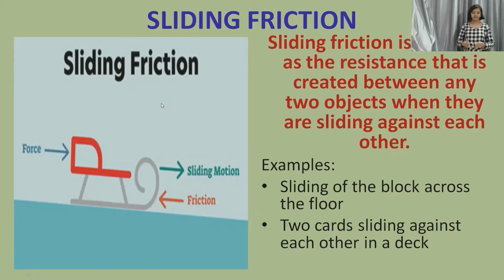Sliding friction is the resistance that is created between any two objects when they are sliding against each other. For example, sliding of a block across the floor displays sliding friction. The object always moves in the opposite direction of the sliding friction. Also, the sliding friction is always less than the static friction.